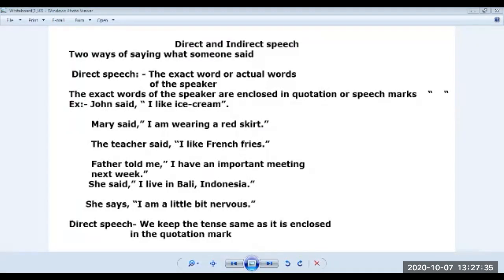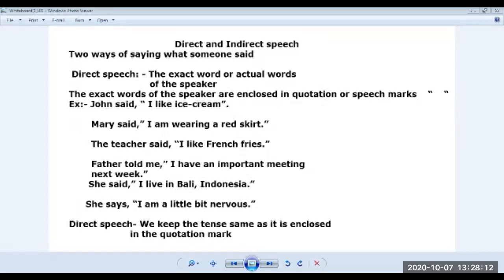Now, what is indirect speech? Any guesses? Now you know direct speech. What is indirect? The opposite. But can you explain it? Give me an example. Like, Mary said, I'm wearing a red shirt. So you can also say, Mary was wearing a skirt. Okay, now you are close but not exact.